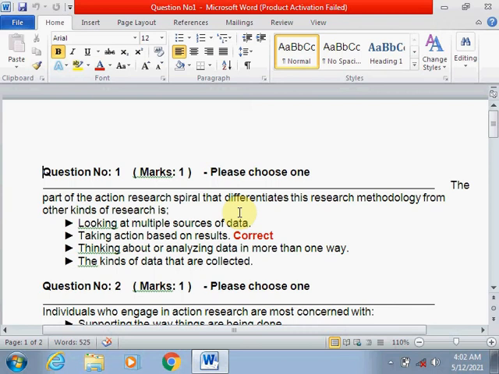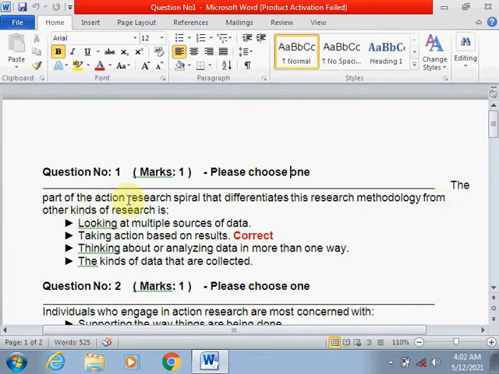Welcome to STH 630 research method quiz number 1. Question number 1, marks 1. Please choose one. We will discuss quiz number 1.